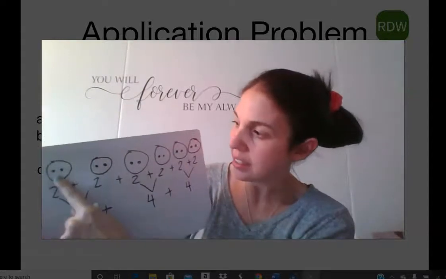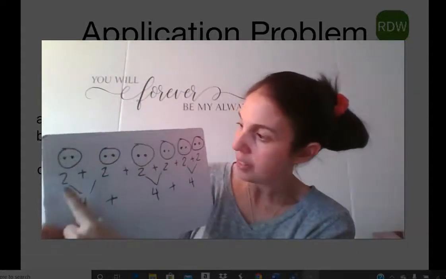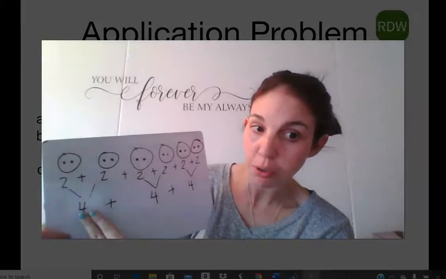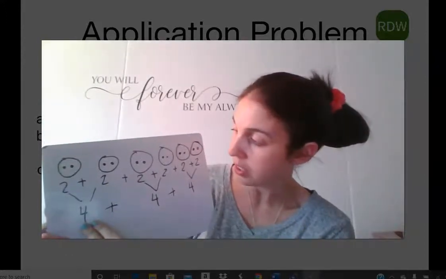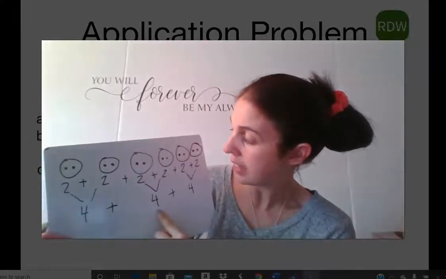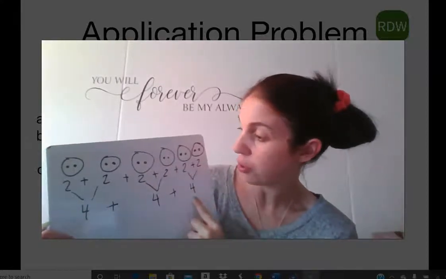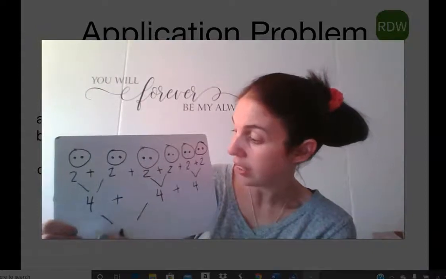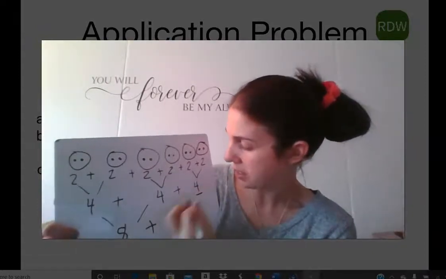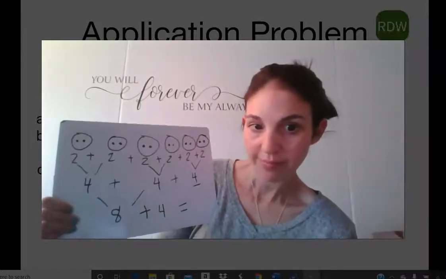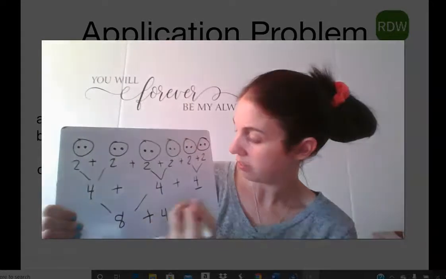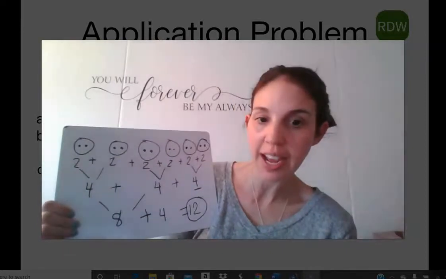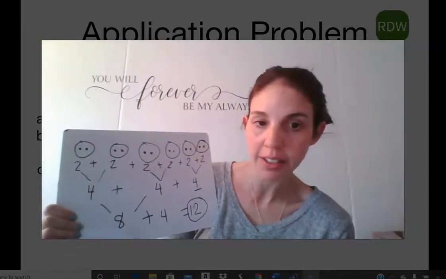So we did our groups of two. We had six packs, and in each pack was two markers. And then we had two plus two plus two plus two plus two plus two. Now look. Two twos. We can put those doubles together to be four. We have another group of two doubles, and that's four. And another set of doubles, and that's four. Now I see another set of doubles that I can add. 4 and 4 equals 8. Plus 4. 8 plus 4 equals 12. And 12 is the answer. She has 12 markers all together.